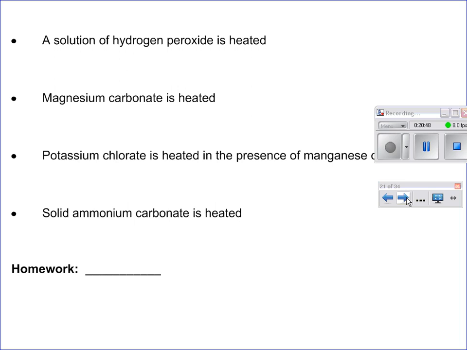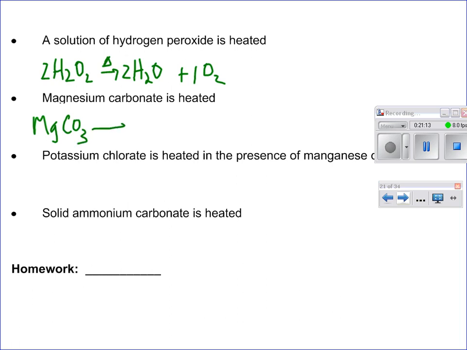Yeah, so solution of hydrogen peroxide is heated. Really? What do we make? And it was 2, 2, 1? All right. Okay. If you want to look really smart and fancy, for heated, you can put a triangle over the arrow. Oh, magnesium carbonate is heated. Okay, and these are all decomposition.